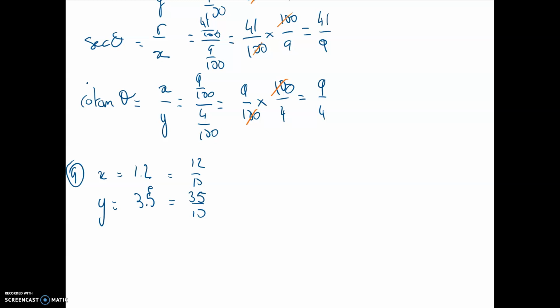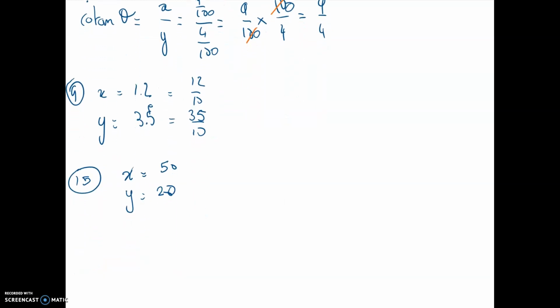Let's try to do now problem number 15. So what do we have with problem number 15? We end up with 50 and 20, same idea, x equal 50 and y equal 20. So I'll let you do this one also. And I would like to move on to problem number 17, same idea, number 29.